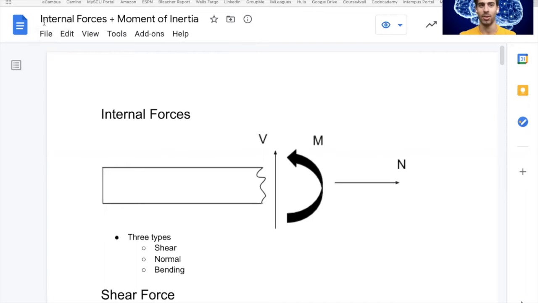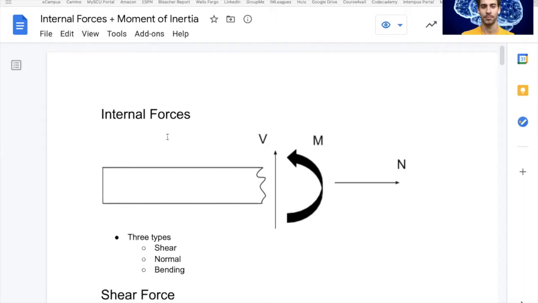Today we'll be talking about internal forces along with the moment of inertia. This will likely be a two-part video since it might take a while to cover both topics. So this first part will be on internal forces, and then I'll probably link part two in the description for moment of inertia.